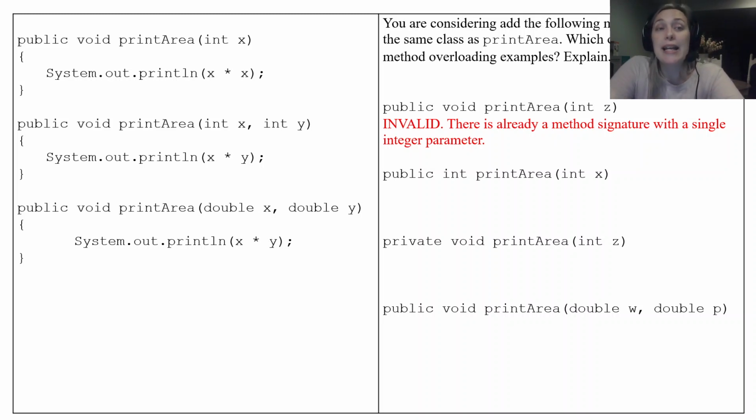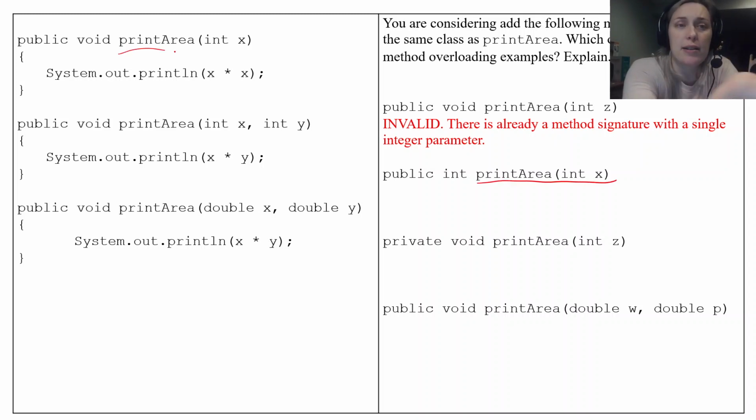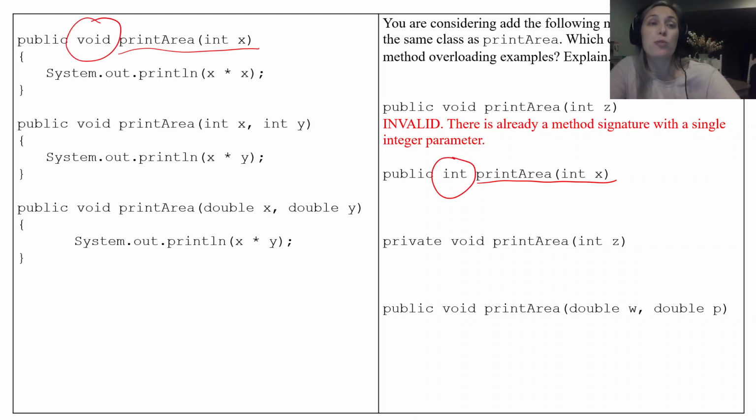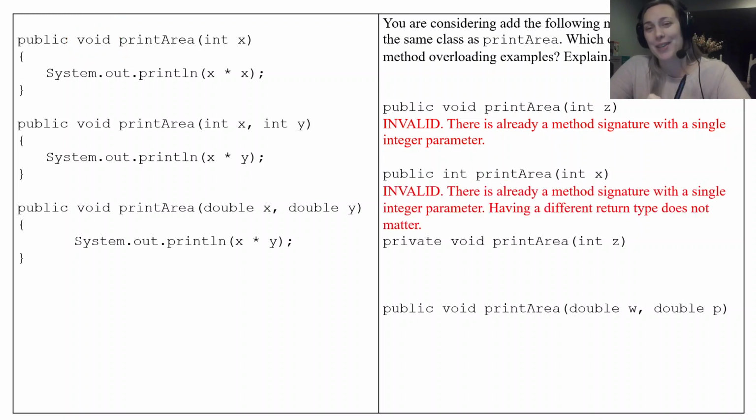Okay. Our next one, public int print area int x. So we already have a print area int x. Okay. But what's different about this one is the return type. So this is saying that it's actually going to return an integer value as opposed to just being a void method. So is that a valid method signature? Because the methods are different. Okay, the method signatures are different. Is that the proper way to overload? No, invalid. There's already a method signature with a single integer parameter. Having different return types does not matter. Okay, Java does not distinguish between return types at all. So that is invalid.